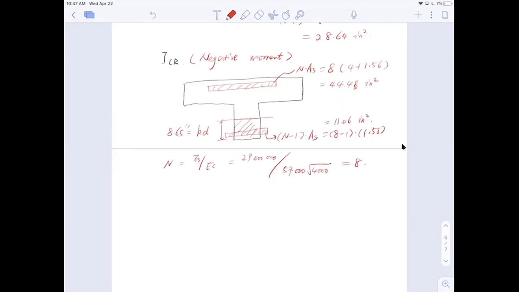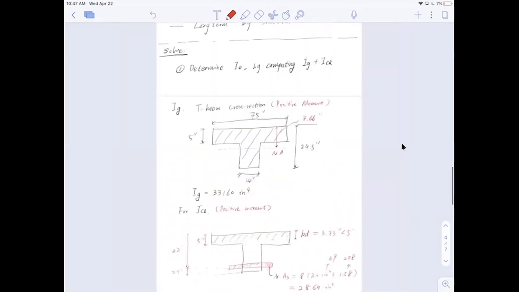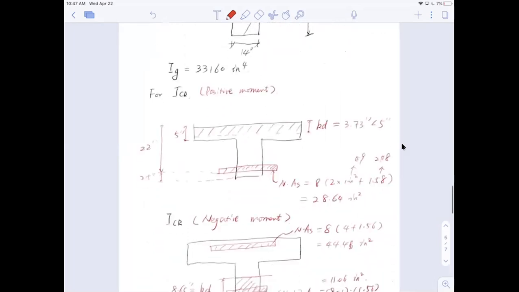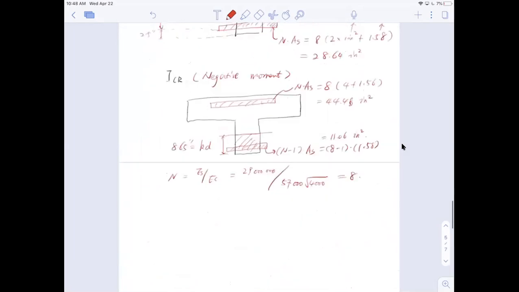So what we're looking at, after this section preparation work, is checking the positive moment in the middle section, the negative moment at the end, and the positive moment at the end, for cracking as well. So let's put the numbers down here.